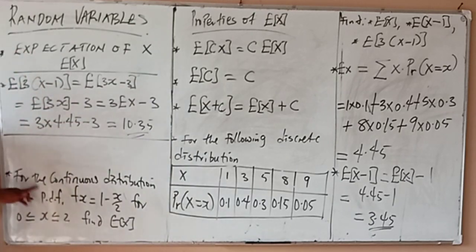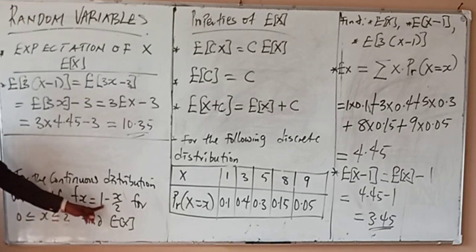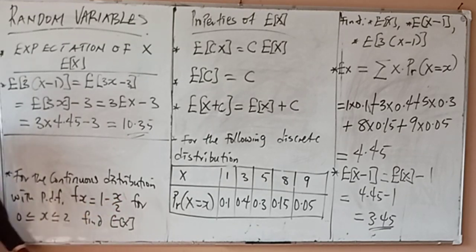Now look at this one. For the continuous distribution, the PDF f of x equals 1 minus x over 2, for 0 less than or equal to x less than or equal to 2. Find the expectation of x. For this question, you do it very well because you are going to do it yourself. Go and solve it out.